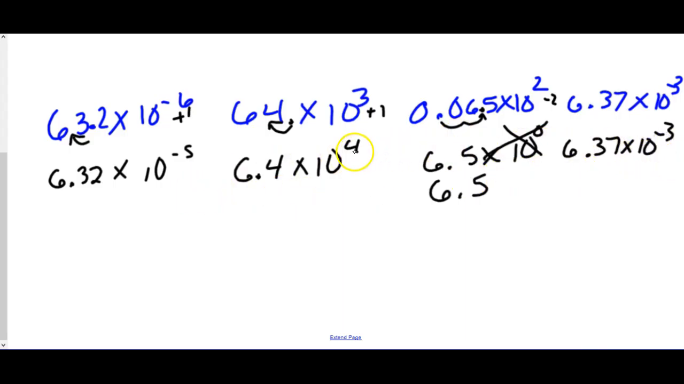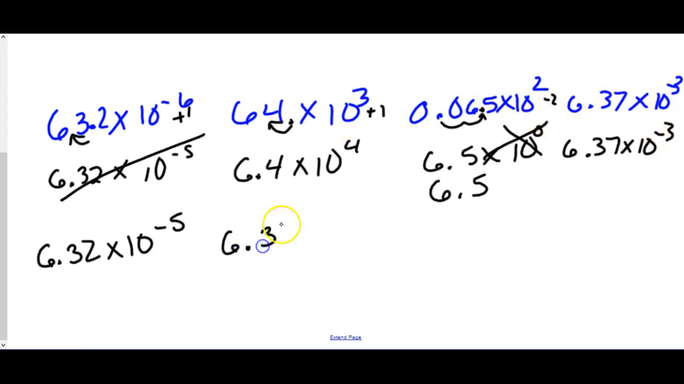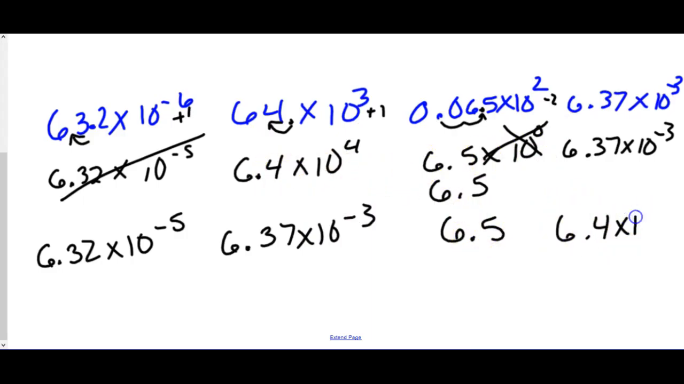So now we put these in the correct order. We look at the exponents. We have a negative 5, a 4, a 0, and a negative 3. Negative numbers, the negative 5 is smaller than the negative 3. So negative 5 is the smallest exponent. 6.32 times 10 to the negative 5 goes first. Between 4, 0, and negative 3, negative 3 is the smallest, so 6.37 times 10 to the negative 3. Between 4 and 0, 0 is smaller, so 6.5 comes next. And then 6.4 times 10 to the 4th would be the greatest.